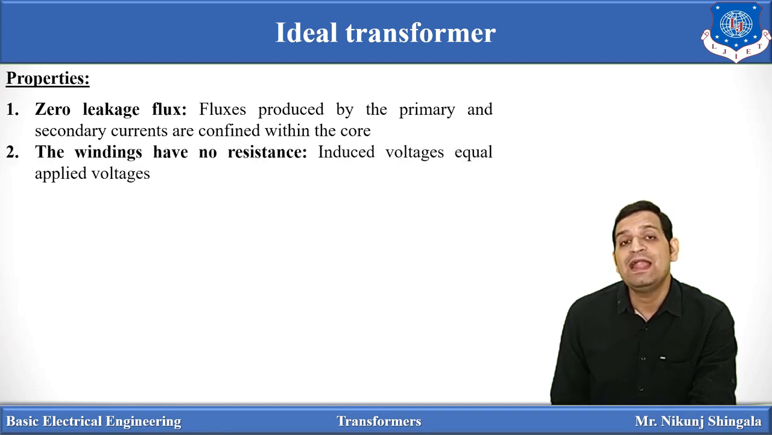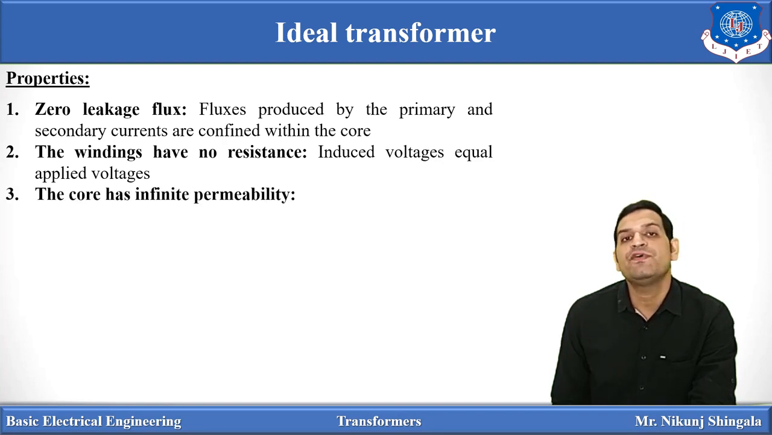Second one, the winding has zero resistance. So primary winding and secondary winding should have zero resistance. Then we can say E1 will be equal to V1 and E2 will be equal to V2. So induced voltage equals the applied voltage.